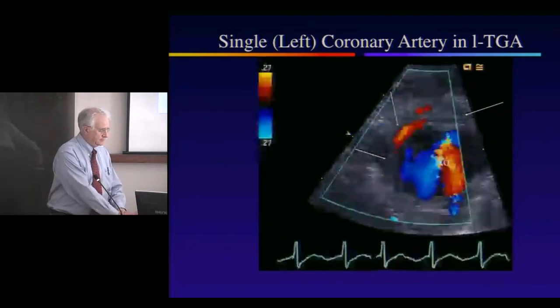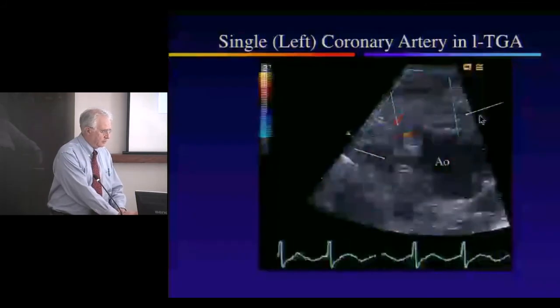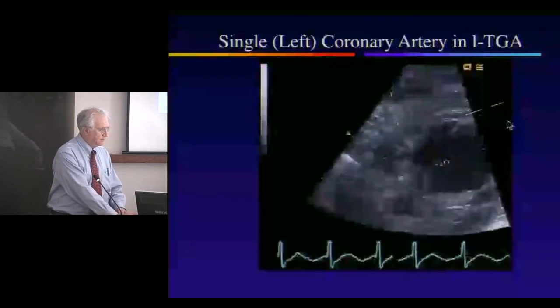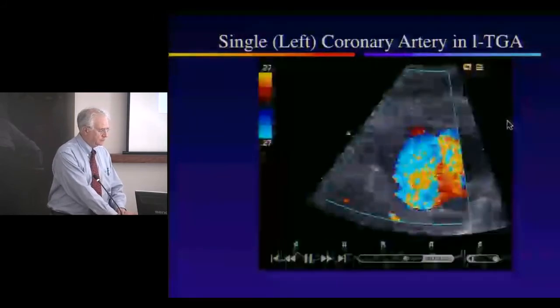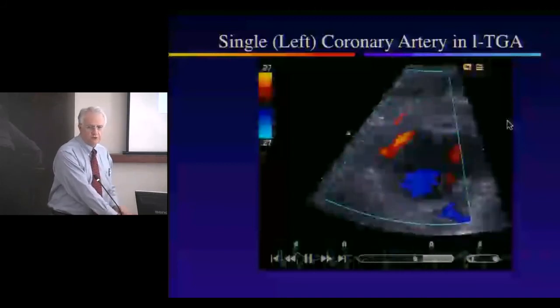Okay, so here's a vessel that you can see running anteriorly off this sinus of Valsalva in transposition. And this is a patient with L transposition, so the origin of the coronaries is switched.